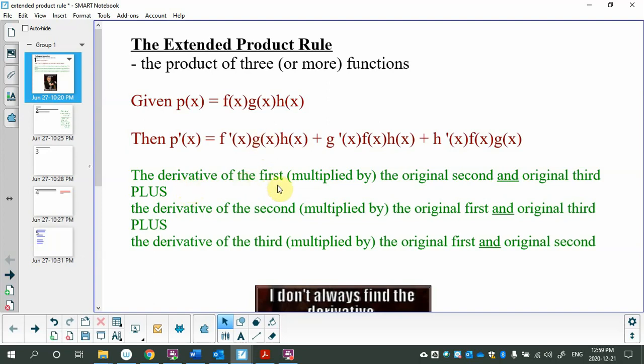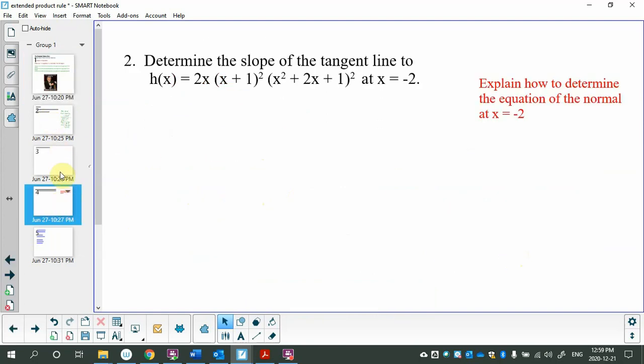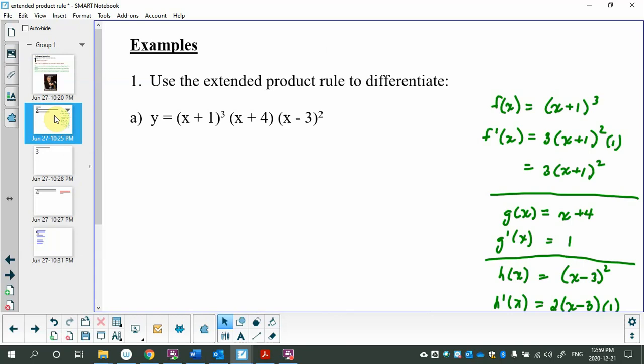So the derivative of the first multiplied by the original second and the original third, plus sign, natural break if you need to drop down a line. Derivative of the second multiplied by the original first and original third, plus the derivative of the third multiplied by the original first and the original second. So we're doing 1, 2, 3 questions. I've started this one just for hand cramping.